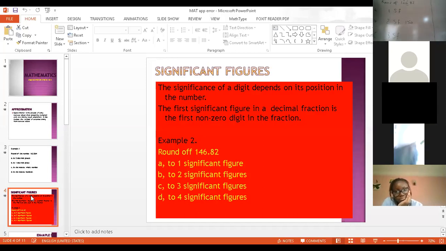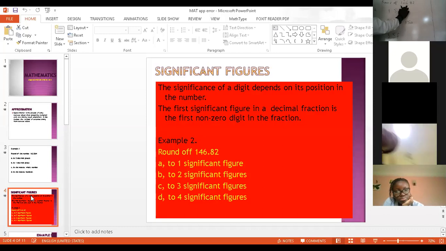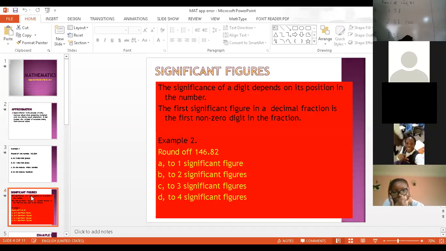For 3 significant figures, we have 1, 4, 6. So those are the 3 numbers. Now, when you consider the fourth number to be 8, which is greater than 5, you round up to 1 and add it to the next value. So when you do that, you have 147 to 3 significant figures.